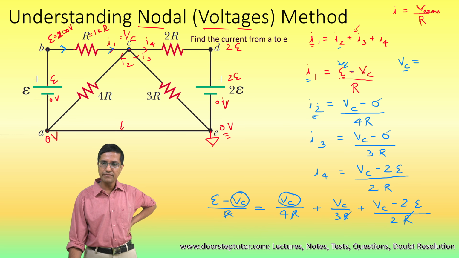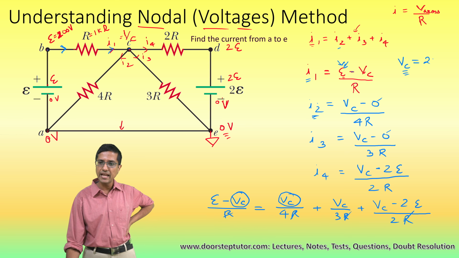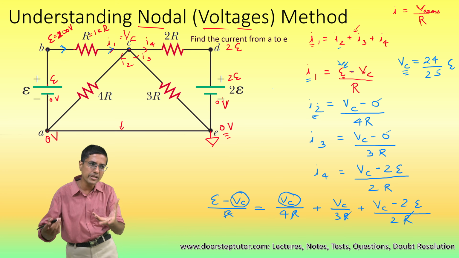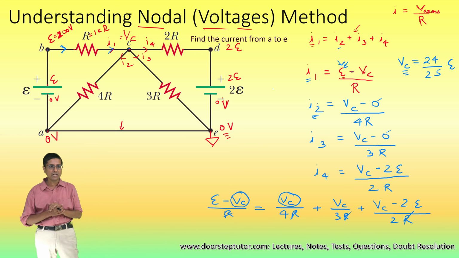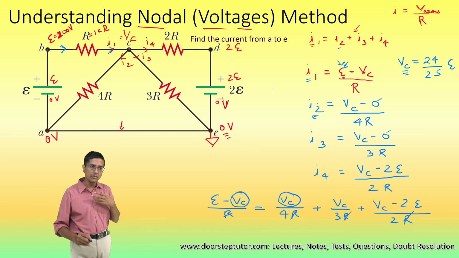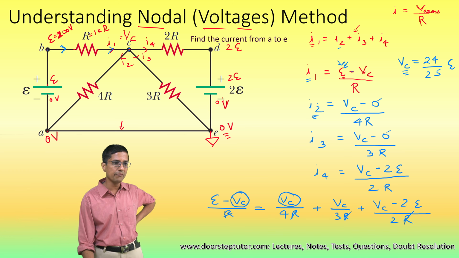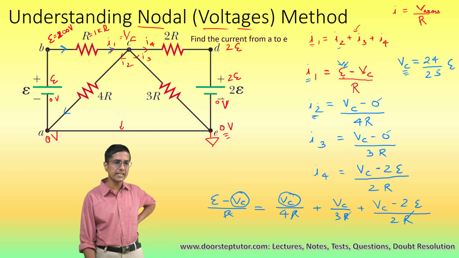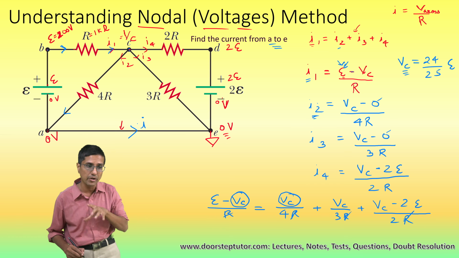Okay, so with this, we can solve the value of Vc, and that comes out to be 24 by 25 epsilon. Okay, and epsilon we already know is 200 volt. You can substitute the value and determine the final value of Vc. Now, as soon as we determine the value of Vc, we can find the current I2. The ultimate objective is to find the current from A to E. We really want to find this current I. That's what we want to find out.